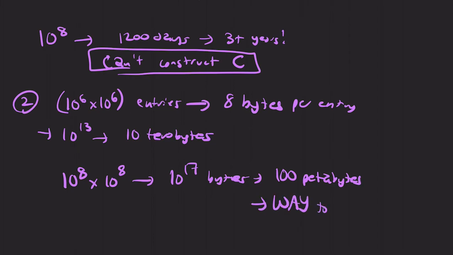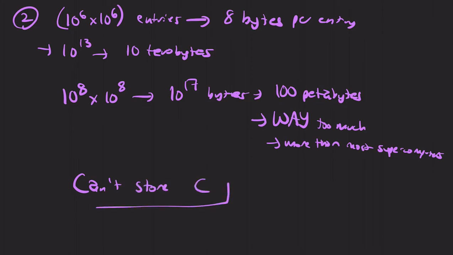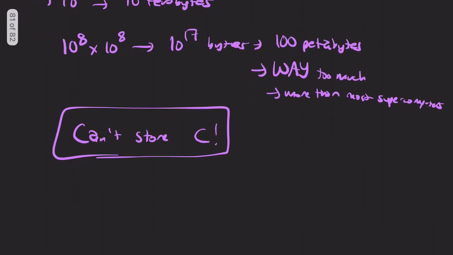That's way too much. That's more than most supercomputers. That's way too large. So we can't store C either. And finally, even if we could store C, we can't factor it. We can't compute its LU factorization.